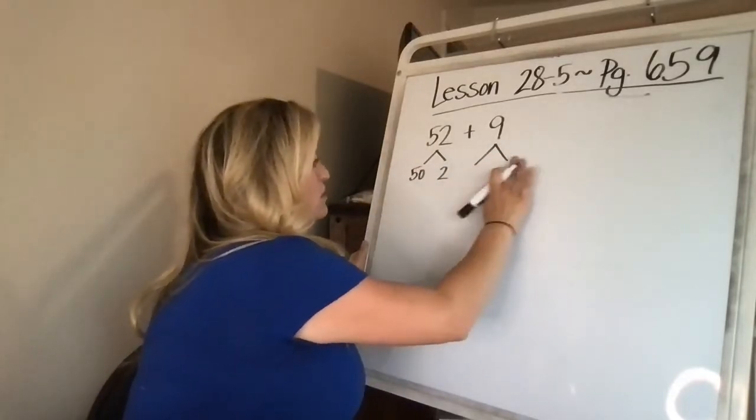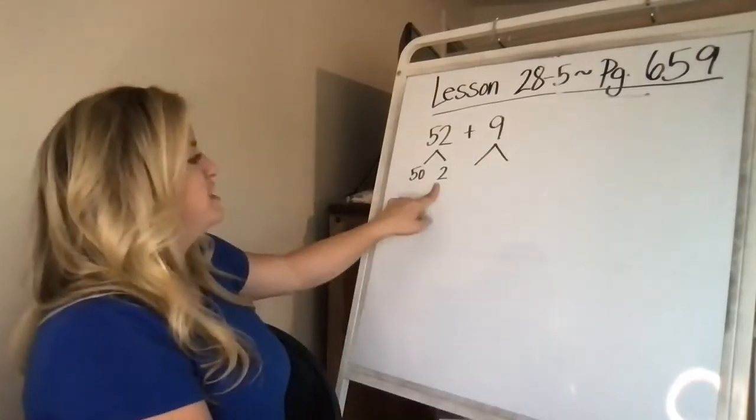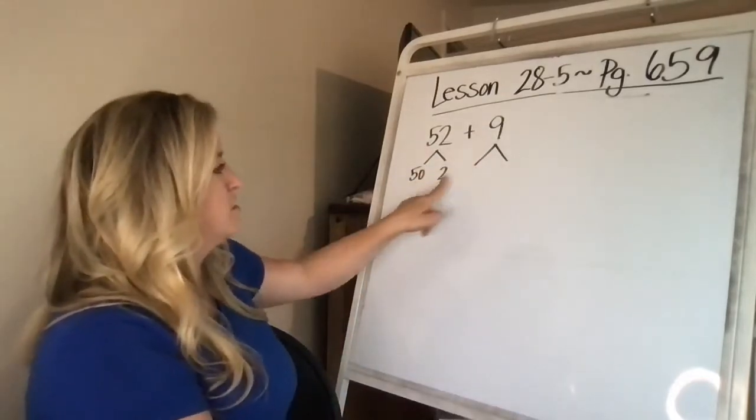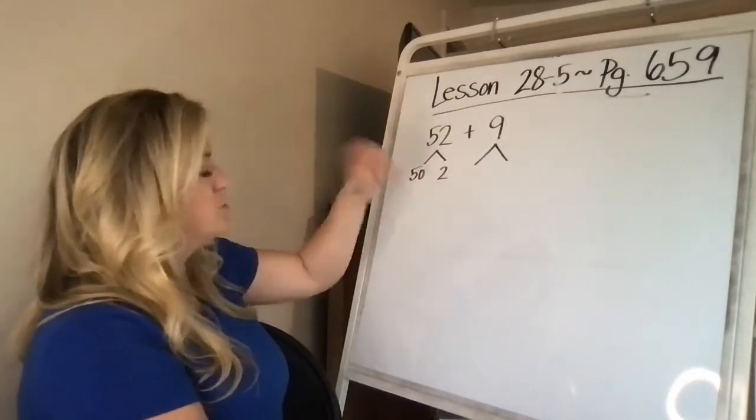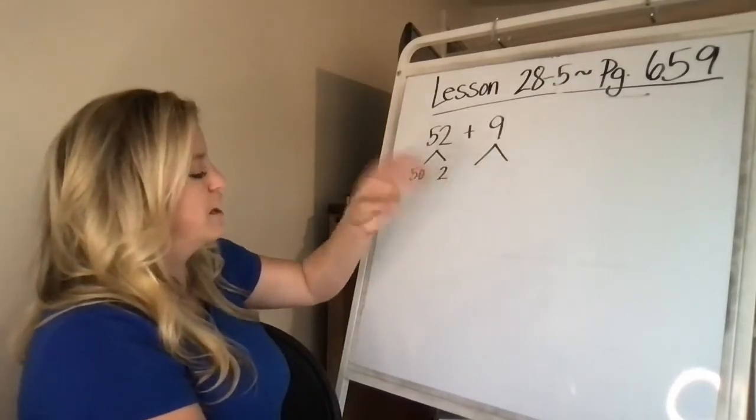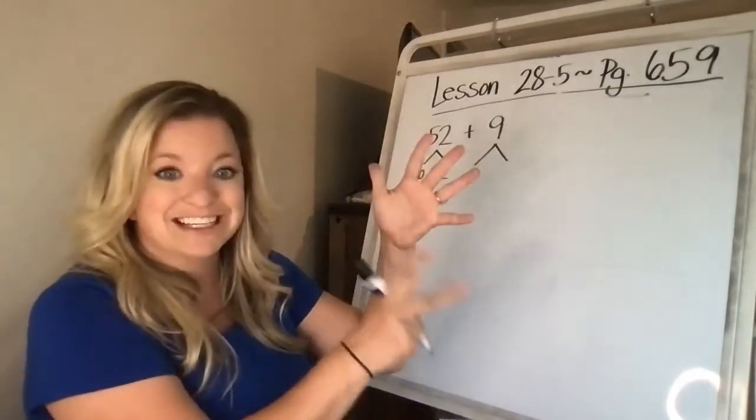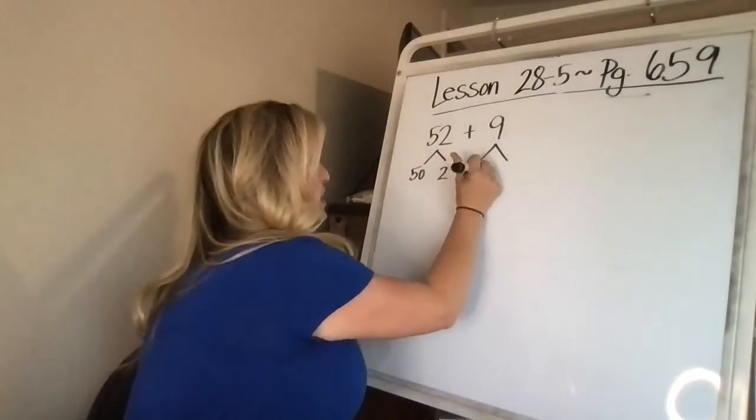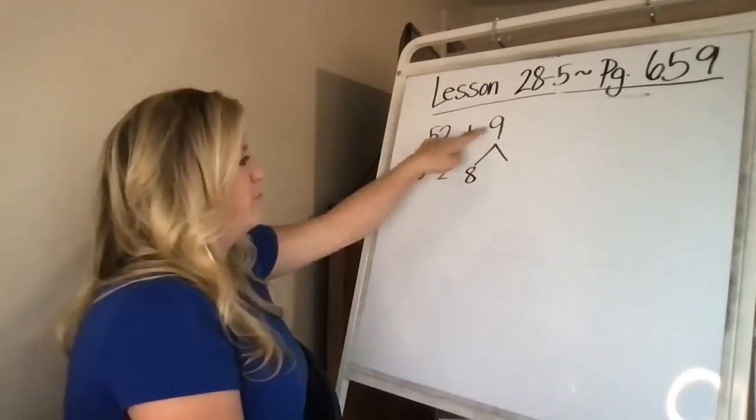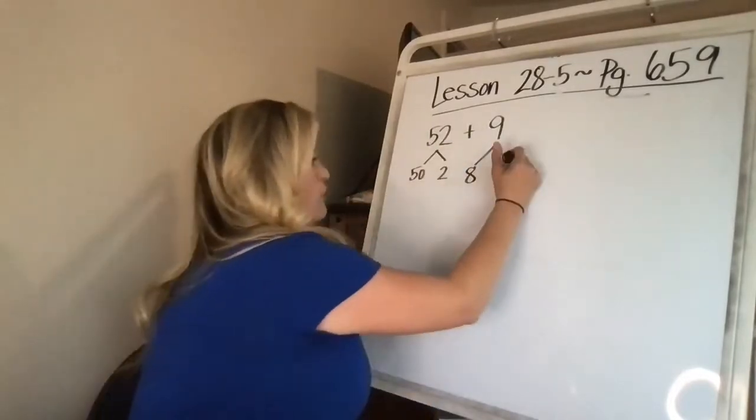Oh, wait, I did that wrong. 50 and 2. The 2 isn't coming out of the 9. The 2 is from the 52. So what do I add to 2 to get to 10? 2, 3, 4, 5, 6, 7, 8, 9, 10. 8 plus 2 will equal 10. Well, if I take 8 away from 9, there's 1 left over.